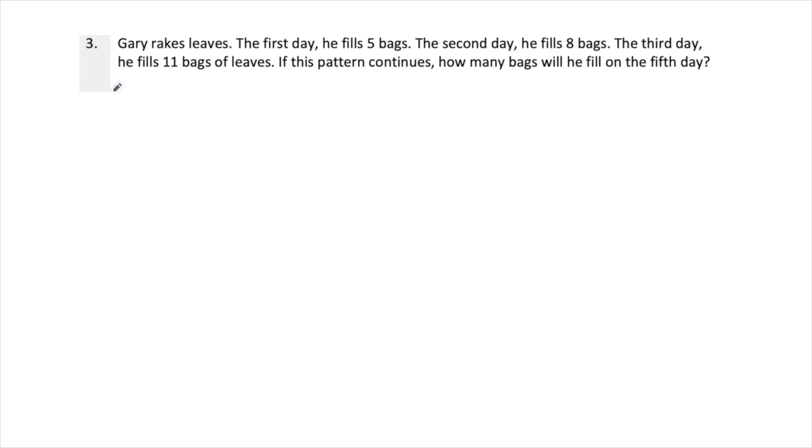For this problem, we have to figure out how many bags he will fill on the fifth day. We know that on the first day he fills 5 bags. On the second day he fills 8 bags. On the third day he fills 11 bags. Let's draw a table to help us solve this problem.